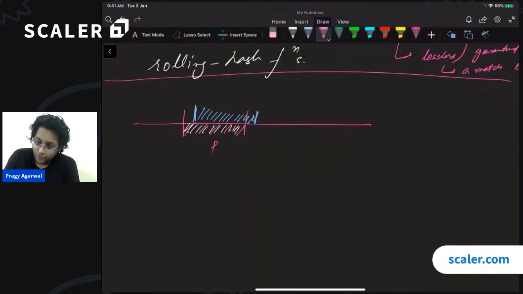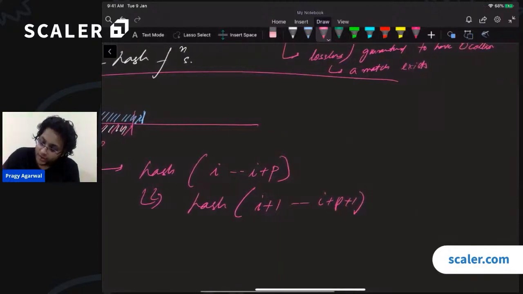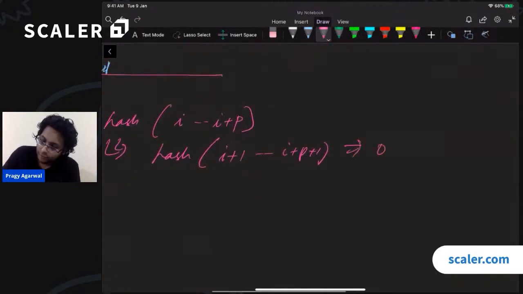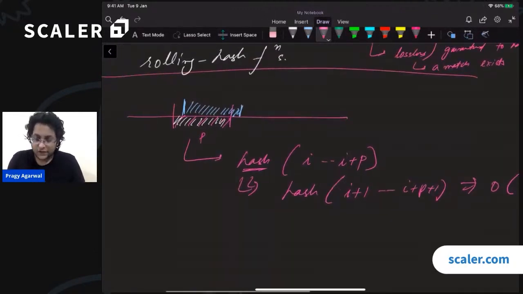Does that make sense? If you have the hash of the substring from index I all the way to I plus P, then to compute the hash of I plus 1 all the way to I plus P plus 1, you can do this in just order of one time, provided you have this previous hash. All right, but is this idea clear? That if we use a rolling hash function, then we can perhaps optimize our time complexity.